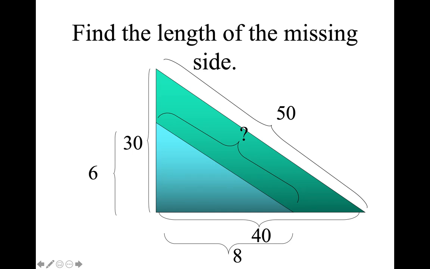So that means that whatever this side is, 50 divided by this side is going to give me 5. So 50 divided by 5 is 10. So this missing side has to be 10.